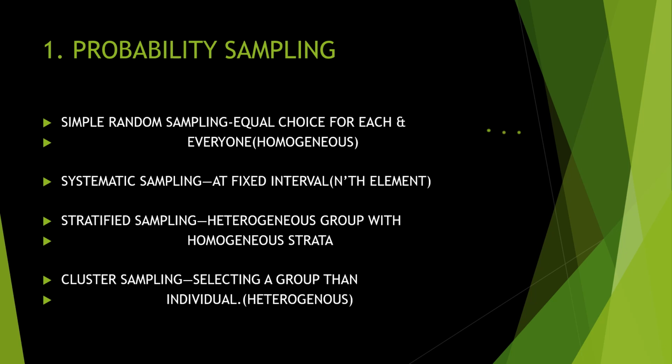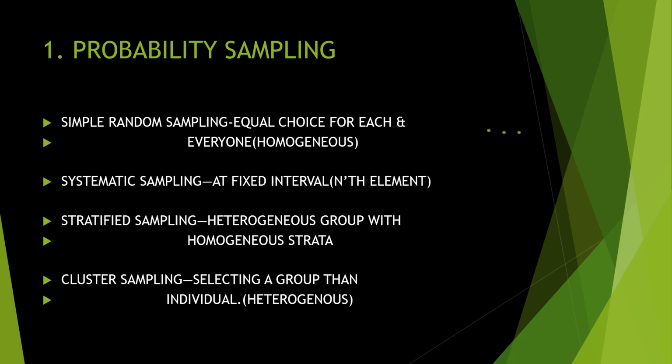For example, there are a lot of students in a class and the teacher is taking students from here and there for a research work. So any student can be part of that research. That is called simple random sampling.